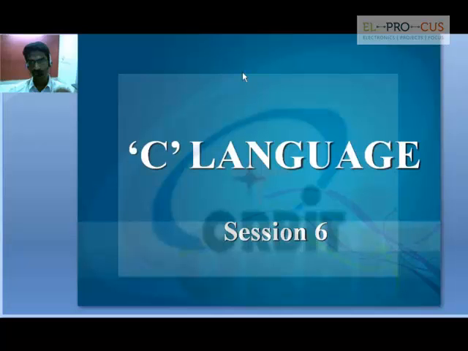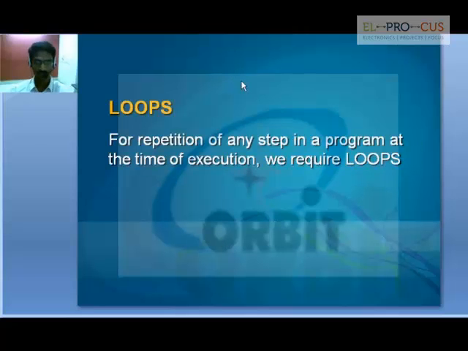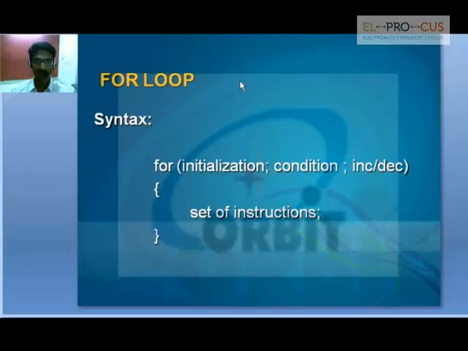Today we'll start up with a new concept, the loops. For repetition of any step in a program at the time of execution, we require loops. When you want to repeat something again and again for some number of times, we'll go for loops. The loops are classified into three types, the first one being the for loop.